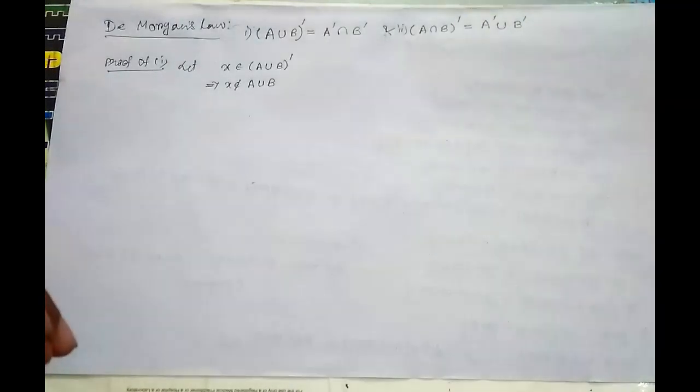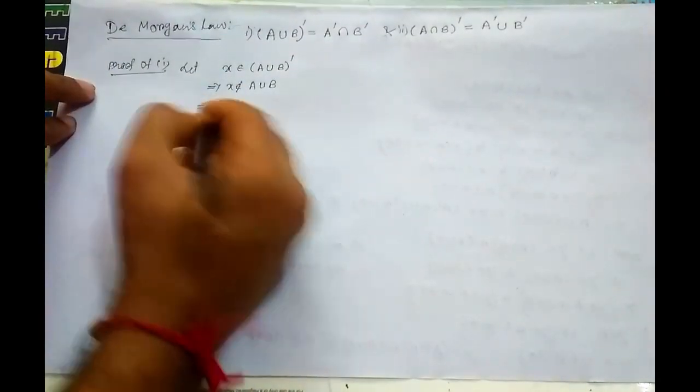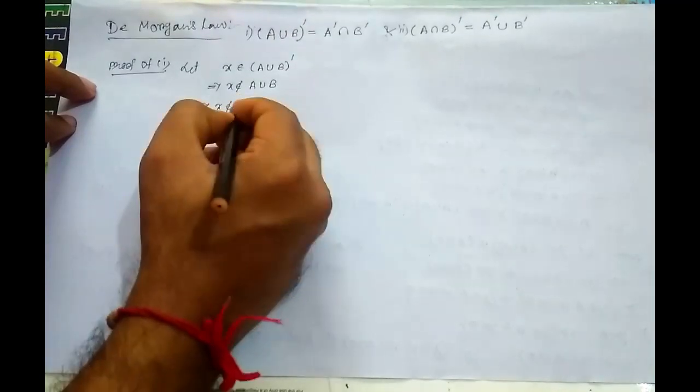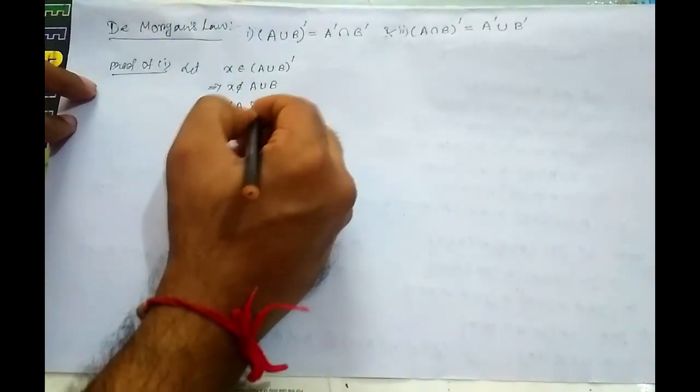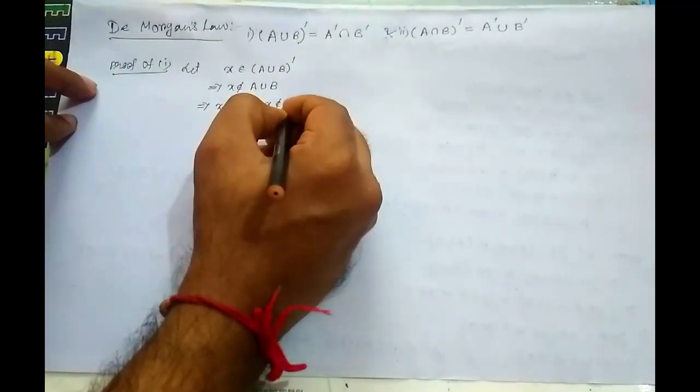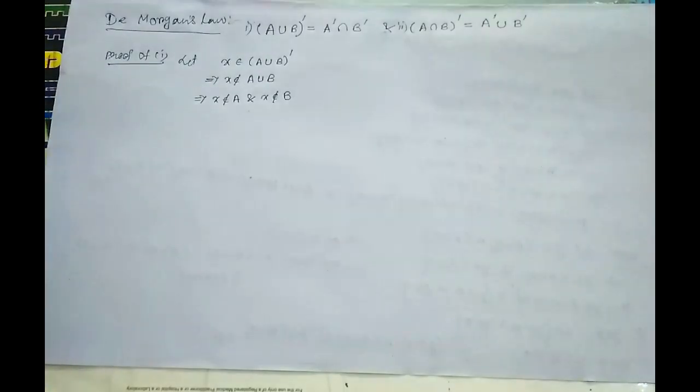It means neither X belongs to A, nor X belongs to B. Okay, so this implies that X does not belong to A and X does not belong to B, because if X belongs to one of A and B, then X belongs to A union B. But here X does not belong to A union B, that means X does not belong to A and X does not belong to B.